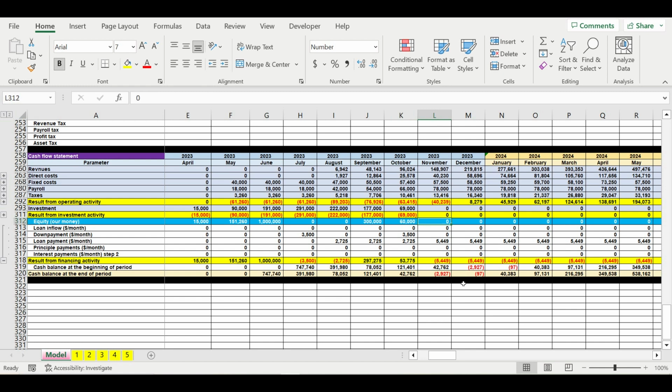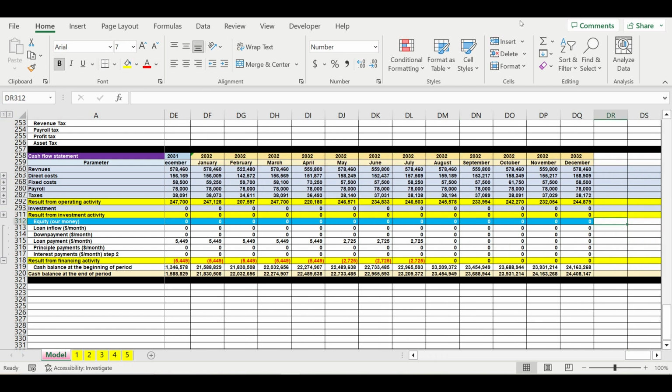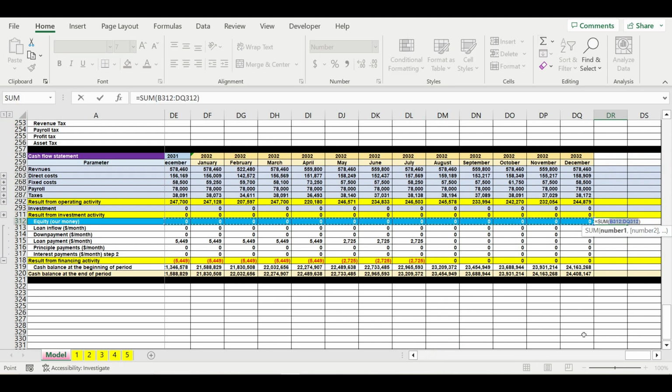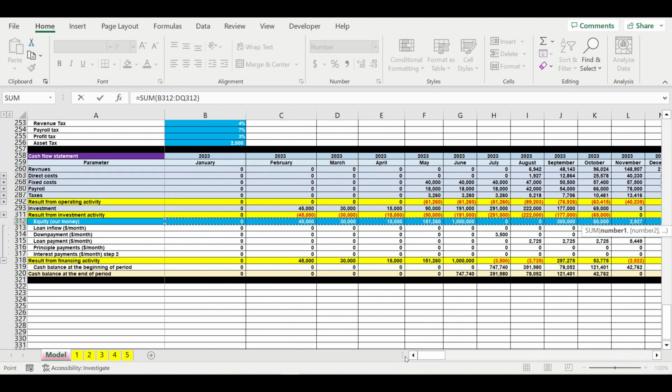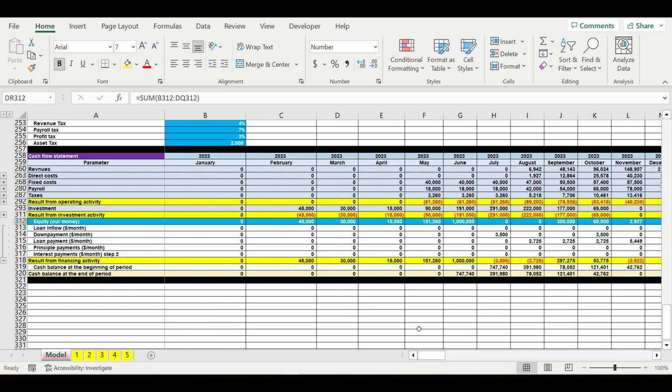And here we need 2,927, and that's it. And if we go to the end of our timeline here and create a total, we will be able to see that we need $1.6 million to start this story.